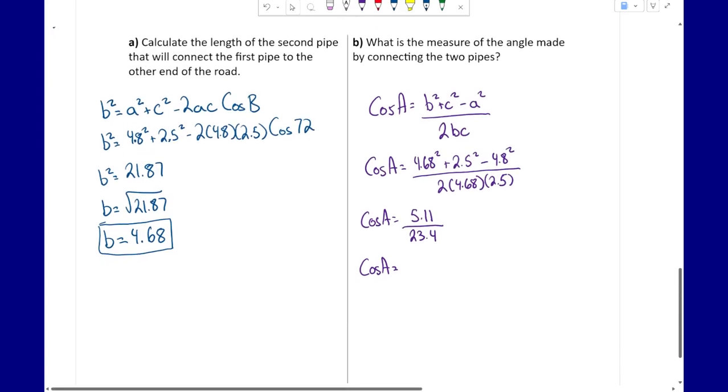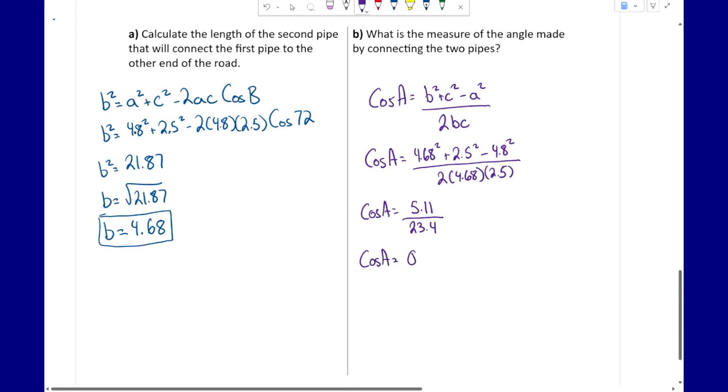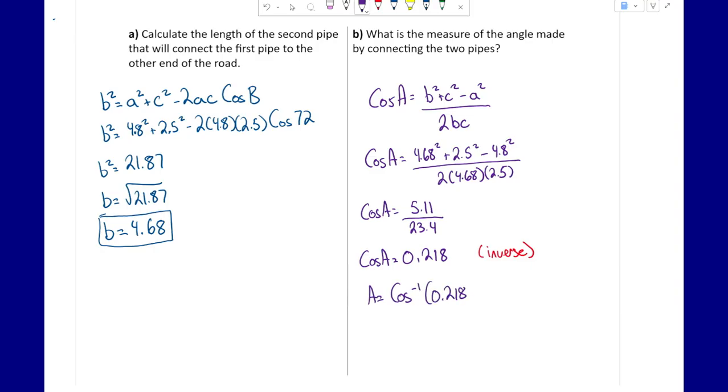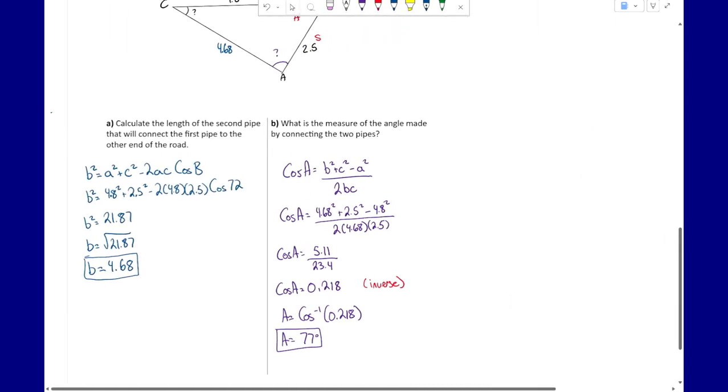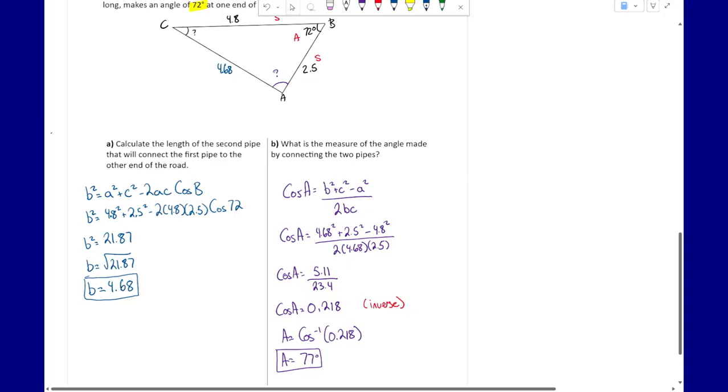Okay, cosine of our angle is equal to 0.218. Again, you might look at that and say that looks a little bit too small, and you'd be right. We do have to do the inverse anytime we're trying to find an angle. So now A is equal to cosine inverse of 0.218, and we get an angle of 77 degrees. So in this question, we've now determined that this missing angle between the two pipes is 77 degrees.